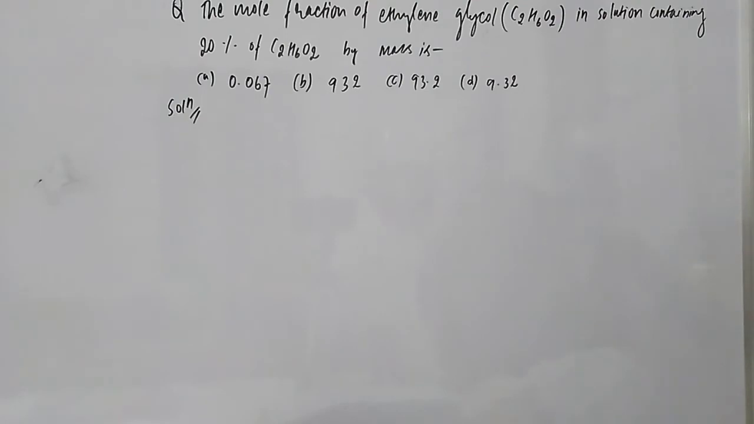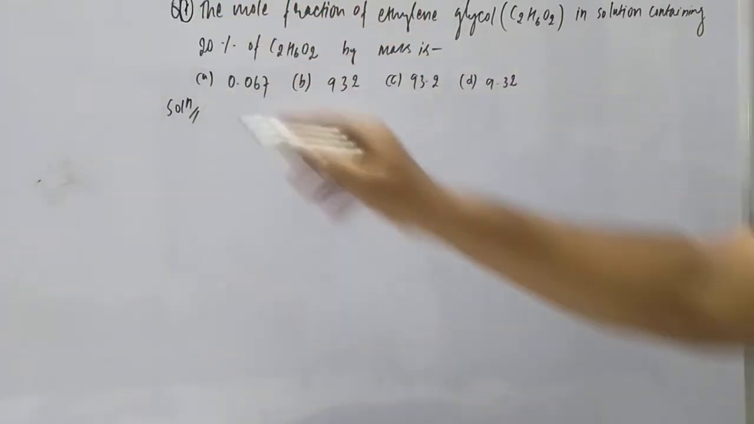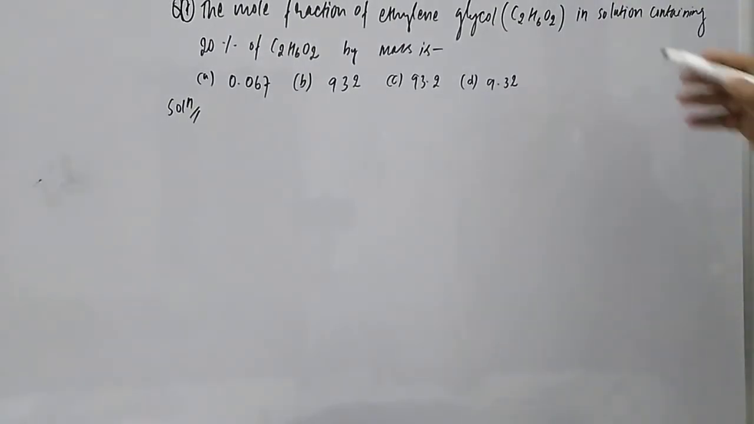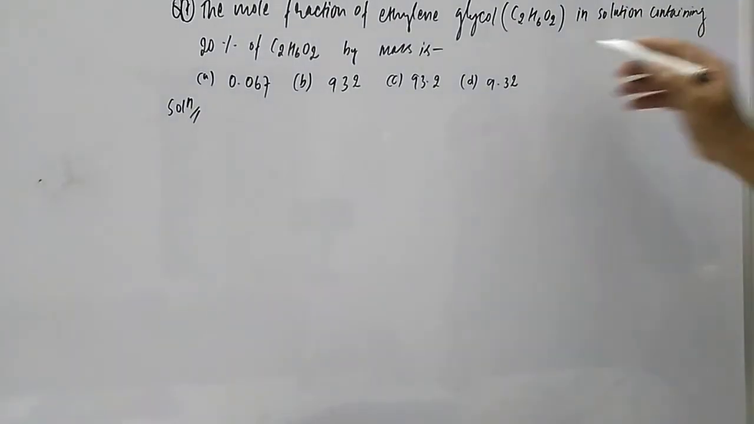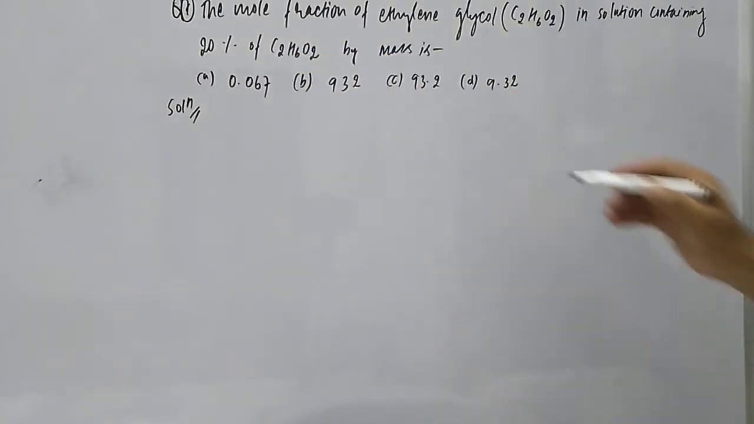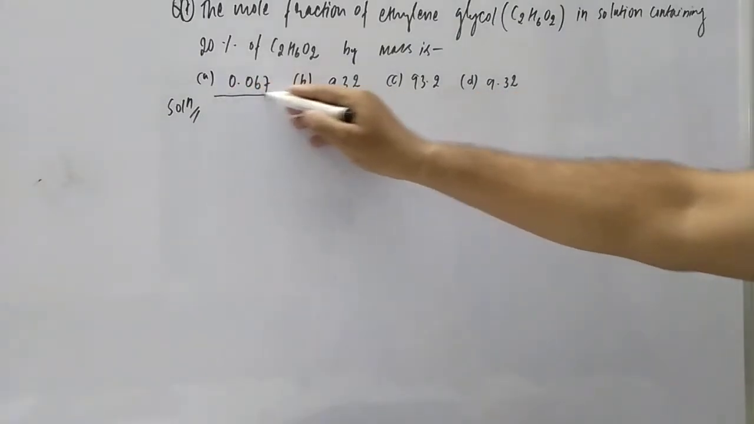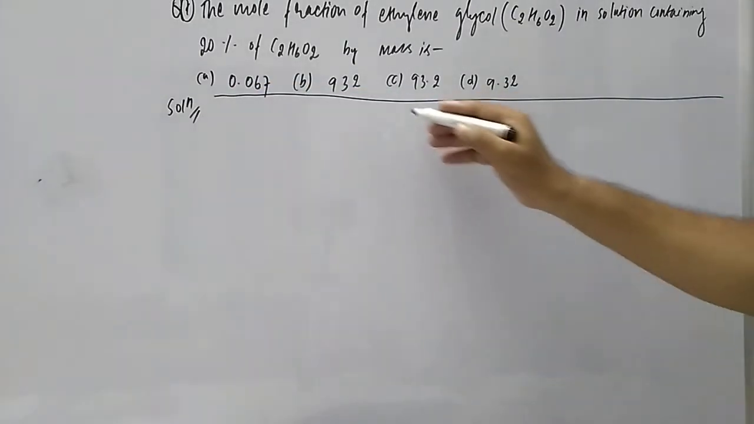Now let us see, student. This is problem number 7, I think. Problem number 7: the mole fraction of ethylene glycol in a solution containing 20% of ethylene glycol by mass. Okay, so this is also very simple, student. You can do it very easily. Let us see how to calculate.